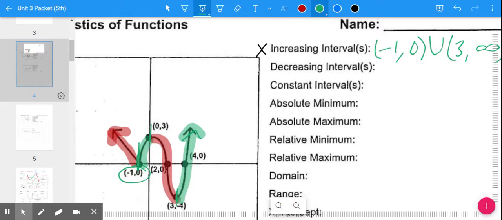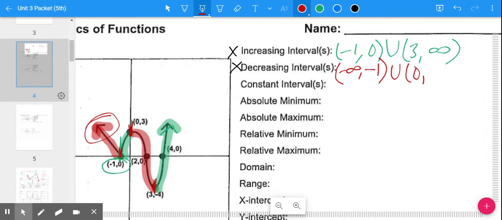Decreasing interval. Again, we're talking about the x values. We can see the x value when it stops decreasing, and that's at -1. It starts decreasing based on this arrow, which is your negative infinity, because it's going to the left. And there's the second point, so we have to unite them using that union symbol. This is where it starts decreasing, when your x value is 0, and it stops decreasing down here where your x value is 3.